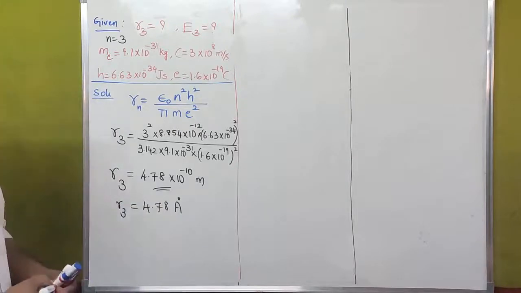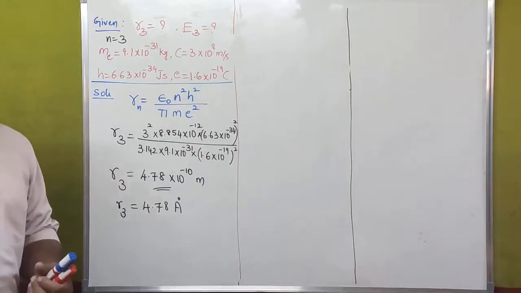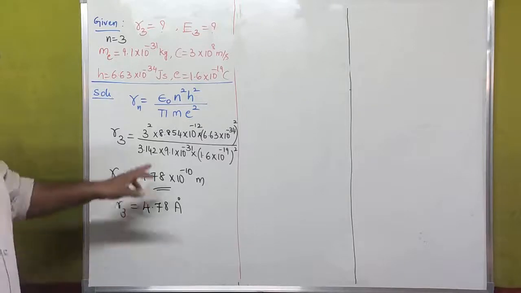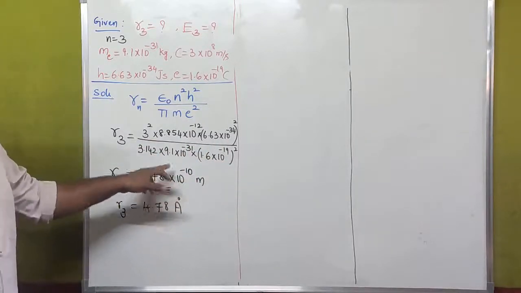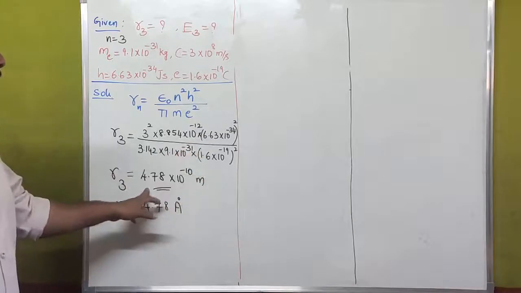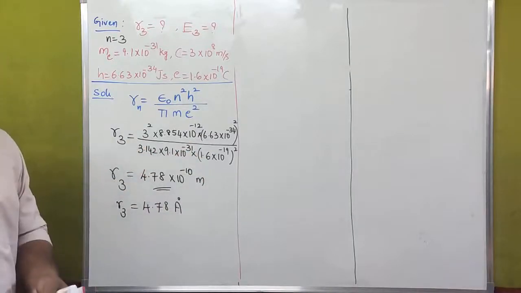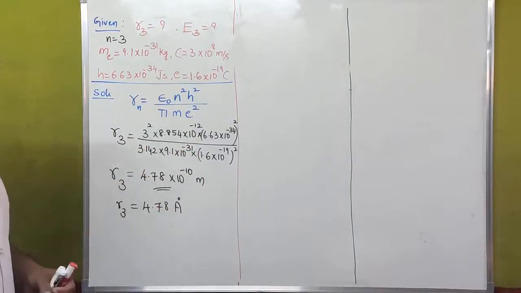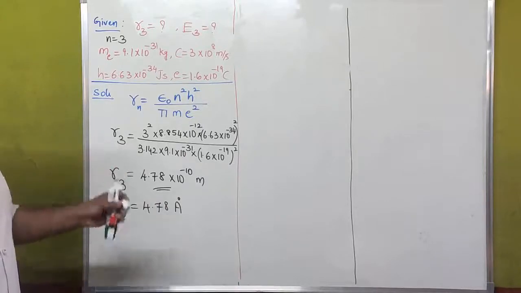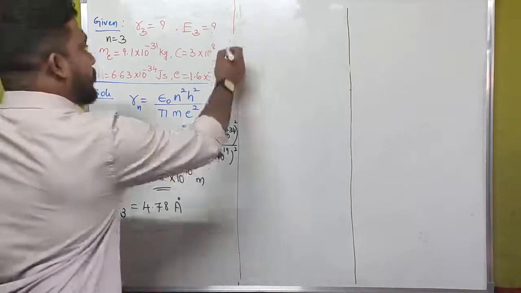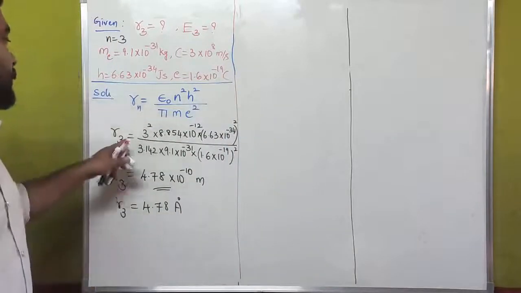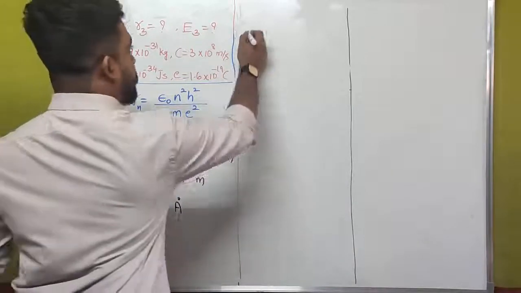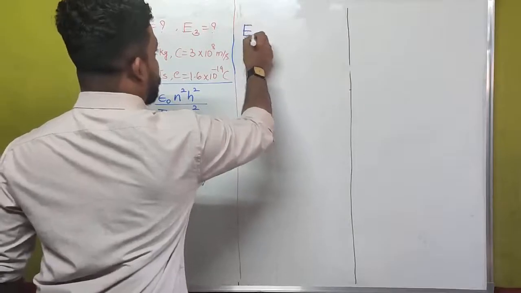This is the value of the radius of the third orbit of a hydrogen atom. Actually, you have to calculate all these things. I have directly written the answer here, but you have to calculate, then you will get the answer 4.78 into 10 to the power of minus 10. Now we have to calculate the energy of that particular orbit. Which orbit? Third orbit. We have to calculate the energy of the third orbit, that is En.